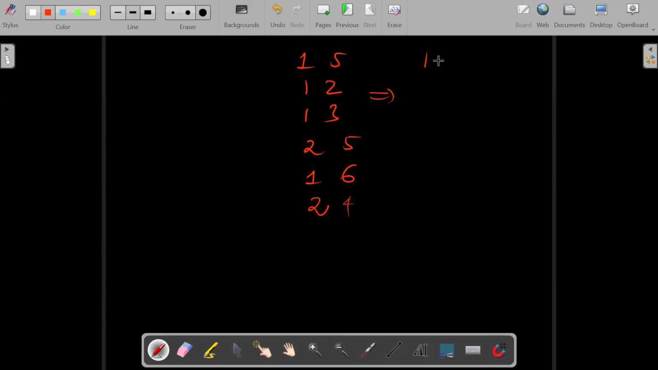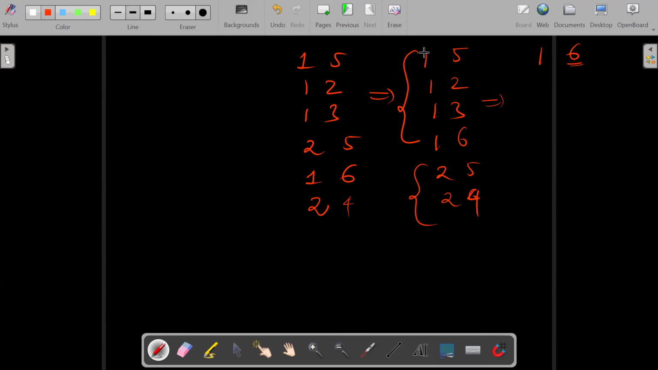So I think initially the sort may look like 1, 5, 1, 2, 1, 3. After that, 1, 6 may come up. After that, 2, 5 and 2, 4. Now again, you try to rearrange the ranges that have the same start points, right? So 1, 5, 1, 2, 1, 3, 1, 6, how can that be rearranged? 1, 6 goes at the top, being the farthest ending point among all ranges having start point as 1.